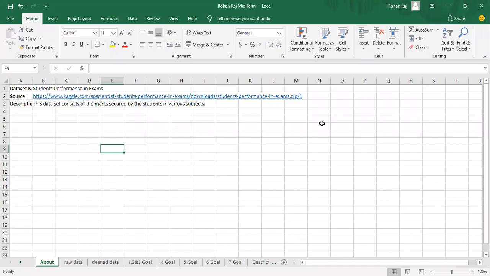Well, I got a data set which consists of the students' performance in exams, and the source would be the Kaggle account, where the data set has been abstracted from, and you find the description. This data set consists of the marks secured by the students in various subjects like math, reading, and writing, and this data is for the admission to the University of North Texas from students given from various parts of the world.